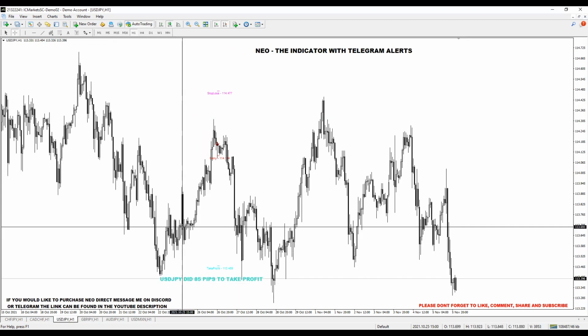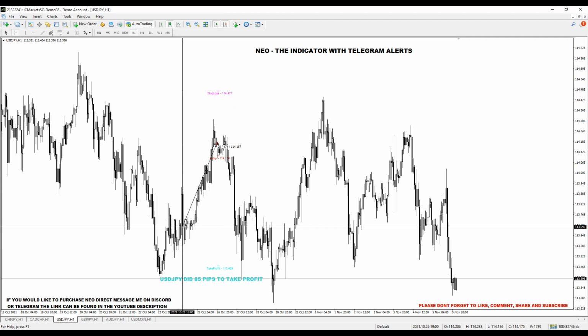USDJPY. Now, there was an entry here that was given out on USDJPY, and it did, of course, hit the stop loss. So that would have been a losing trade at first. Any trades that do appear like this, NEO does not repaint, just to let you know. The fact that I've got the Telegram group now, as you can see, the Telegram alerts. So you'd have been able to see on Telegram that there was an entry for USDJPY there on the day.